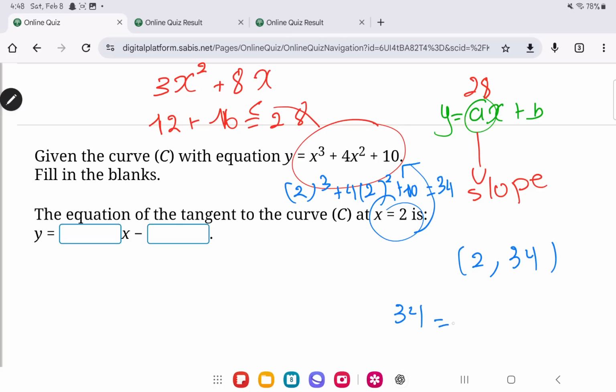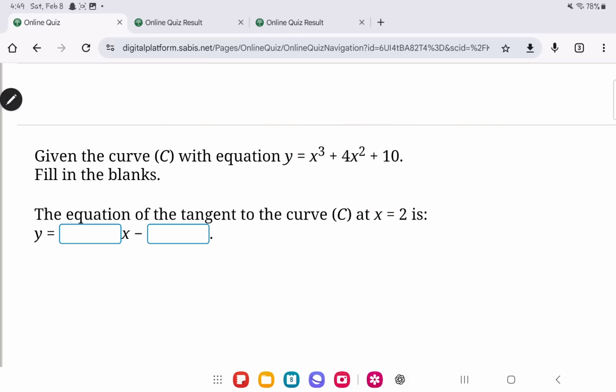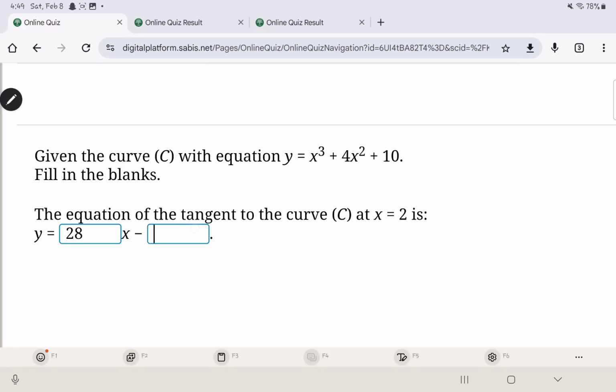34, which is y, is equal to a, which we said is 28, times 2 plus b. So 34 is equal to 56 plus b. Move this to the other side. b is then equal to 22. So we have the slope being 28 and b being 22.